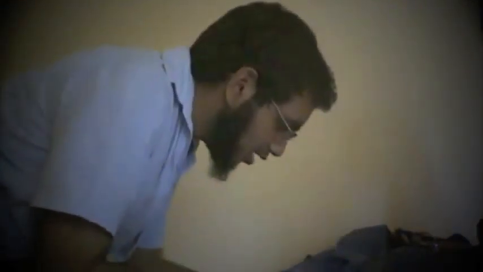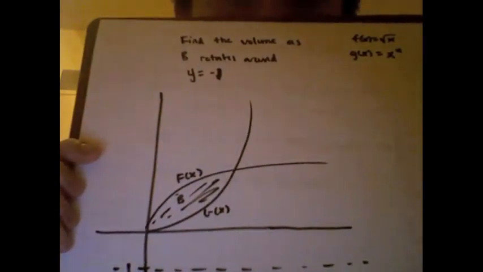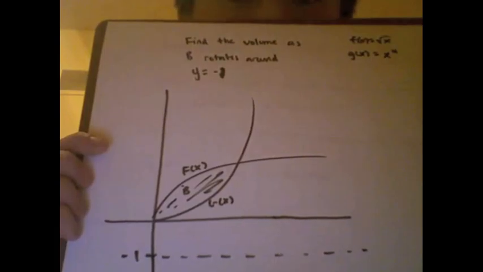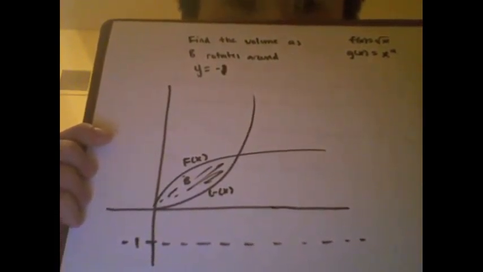So, Kasib, how do you do this? I don't know. This is a slightly harder problem. However, it is still quite easy to do. What you're trying to find is the area in the shaded region as it is revolved around y equals -1.